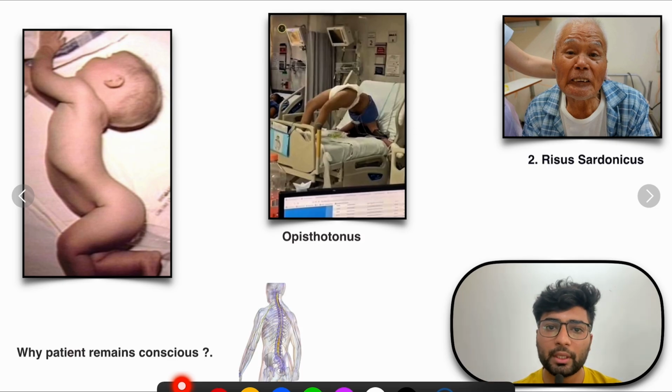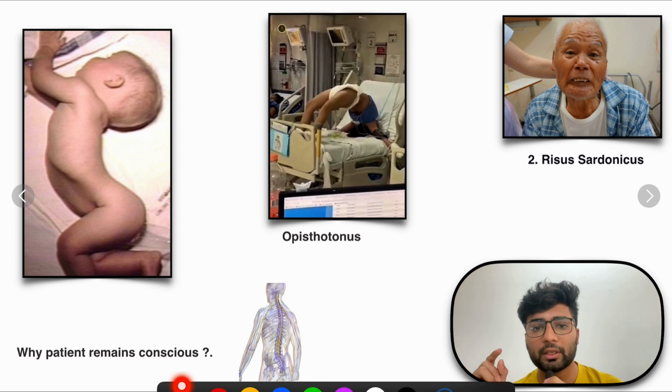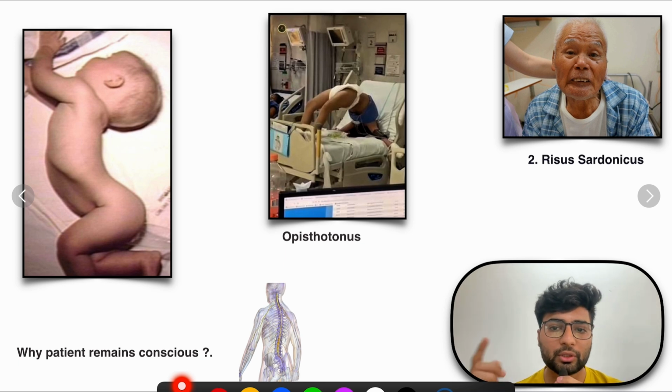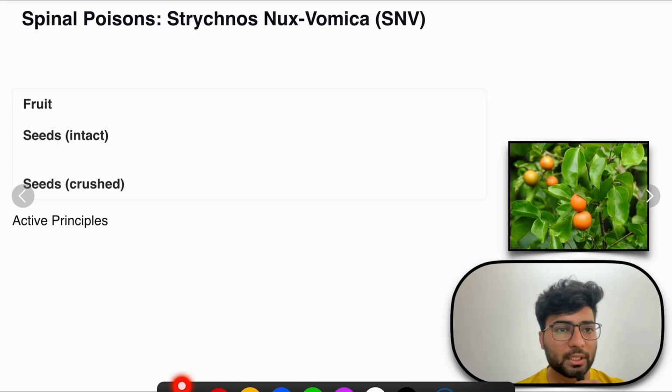Now what do you think, is the person conscious or unconscious in this? The contractions are happening at the level of the spinal cord. Nothing is reaching the brain, so consciousness is not altered. The person is conscious during these contractions. So let's start with our spinal poisons.